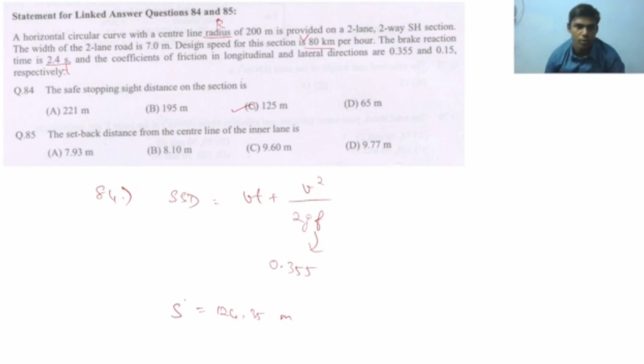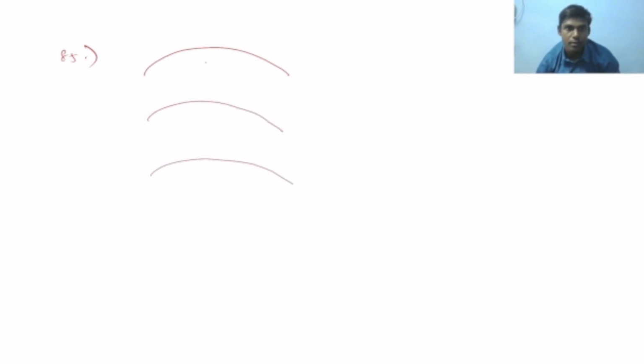S is equal to 124.35 meter. That is 125 meter. One more question, that is setback distance from center line of the inner lane. So this is a two lane road. So this is one lane and this is another lane. So this we will consider as outer lane, and this is inner lane.